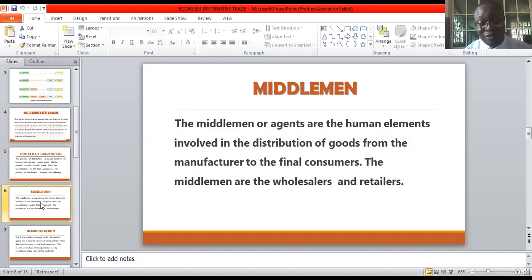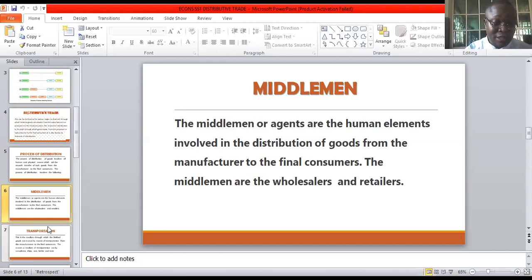Then let us look at what middleman means. Middlemen, or you can call them agents, are human elements which are involved in the distribution of goods from the manufacturer to the final users of goods, that is the final consumer. This simply means the middlemen also help in distribution of goods from the producer to the final consumer. The middlemen, you can call them wholesalers as well as retailers.